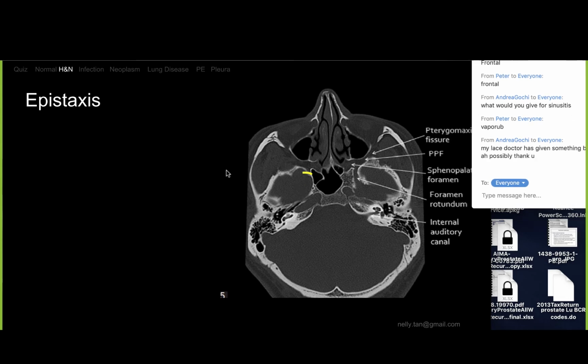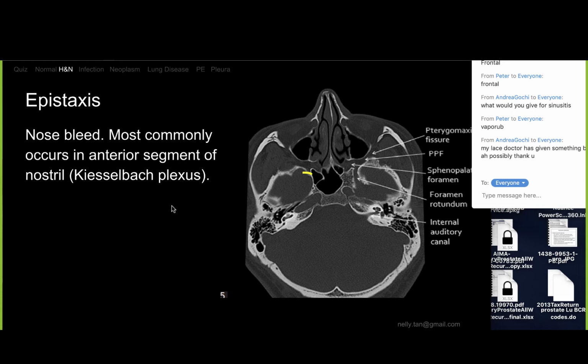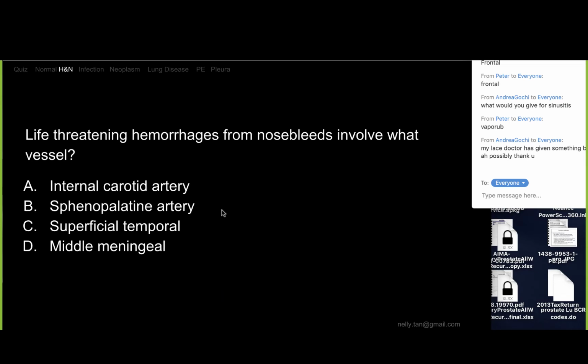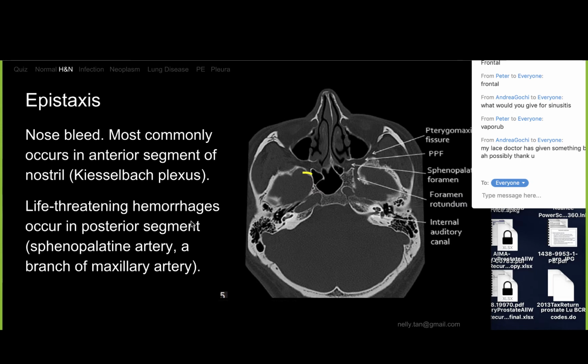Epistaxis. Okay, so epistaxis is nosebleeds. Most nosebleeds are typically just from the capillaries of the Kiesselbach plexus, and those are usually anterior. But you can get life-threatening hemorrhages if it involves the posterior aspect of the nasal cavity. Here, the sphenopalatine foramen has the sphenopalatine artery. If this starts to bleed, you can imagine how patients can be gushing blood, because it's a high pressure arterial system.